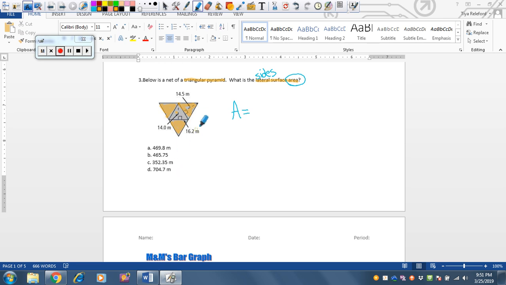You need the area of all of these. Make sure you have the triangle formula. Make sure you multiply by 3.